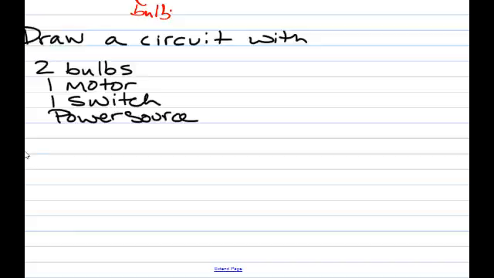Mr. Perla, don't we need wires? Nope. No wires? That's in the circuit. You can't draw a circuit without wires. Okay, so I'm not going to tell you you need wires. You have to have wires. So that's a given. Okay?